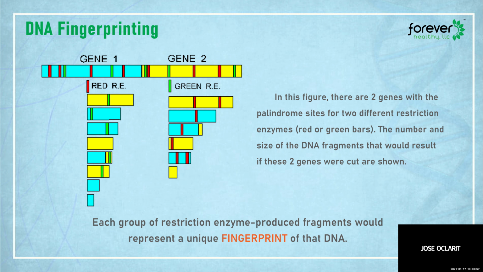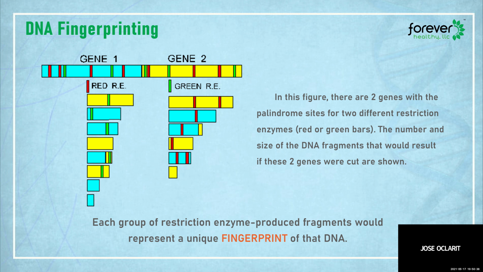If you look at the red restriction enzyme, how many cuts? 1, 2, 3, 4, 5, 6, 7. For gene 1, the red restriction enzyme has how many cutting sites? 1, 2, 3, 4 for gene 1. And on gene 2, there are 1, 2, 3 cutting sites. For the green restriction enzyme, for gene 1, there are 2 cutting sites. For gene 2, there are also 3.